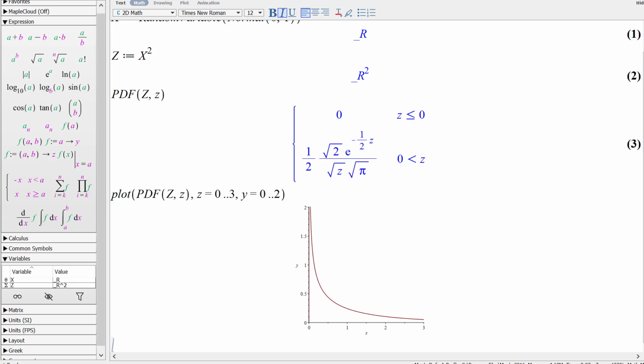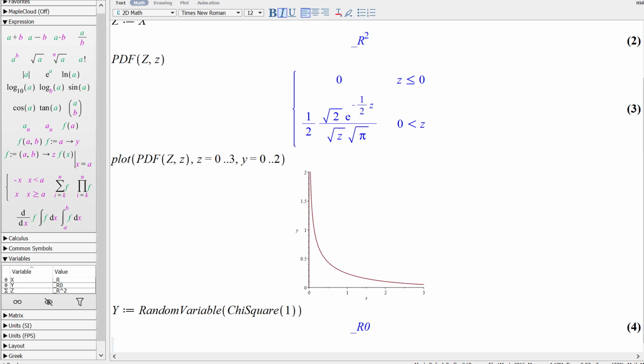We can find the expected value of Z. But before we do that, notice that you can create a chi-square distribution straight away in Maple without squaring a normal. So I could also do Y := RandomVariable and do a ChiSquare, and then you put 1 inside parentheses for 1 degree of freedom.